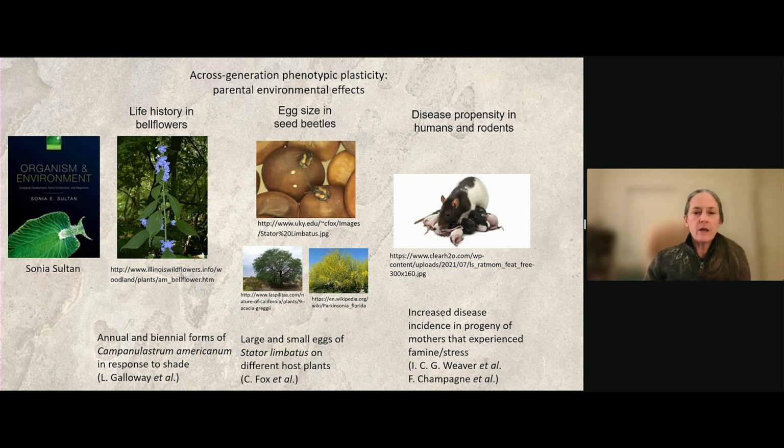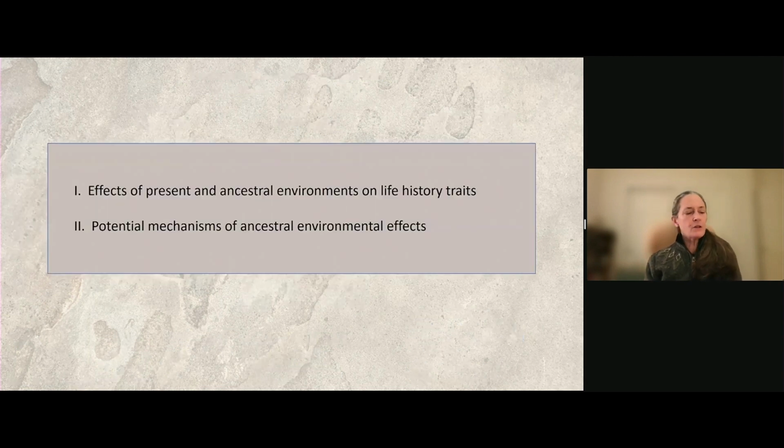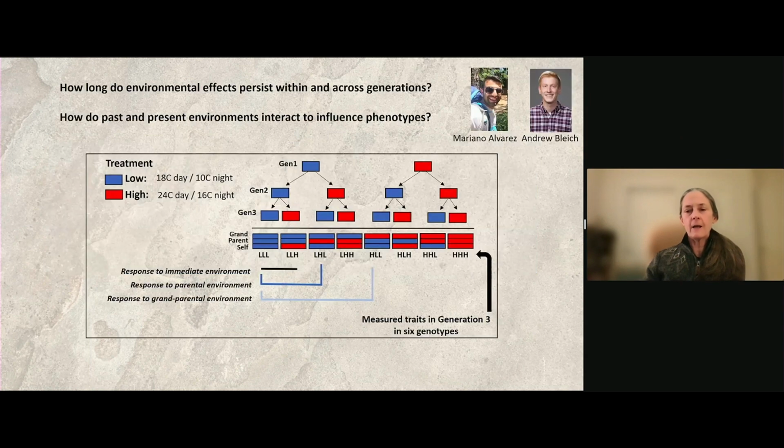And we have many examples of these parental effects across diverse taxa, from plants, insects, mammals, even human beings. And Sonia Sultan's book here discusses that at length. So today I'll be giving you some of our results that document how the environments of the past and of the present influence life history traits, namely seed germination. And for the second part of the talk, I'll discuss what we know about some potential mechanisms that control these ancestral environmental effects.